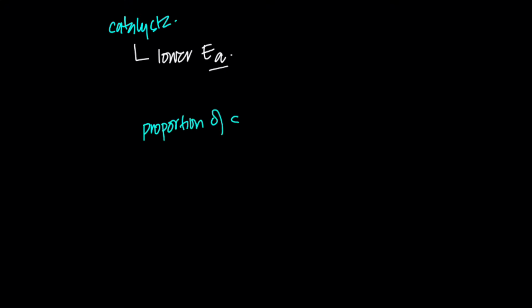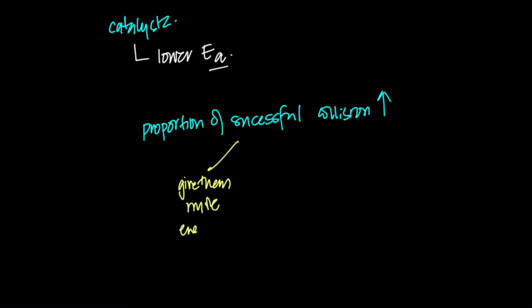The last factor that affects rate is catalysts. And what do catalysts do? Very simply, they lower the activation energy needed. Now remember, there are 2 ways to increase the proportion of successful collisions. If I want to increase the proportion of successful collisions, I can either give them more energy, or I lower the energy requirement.